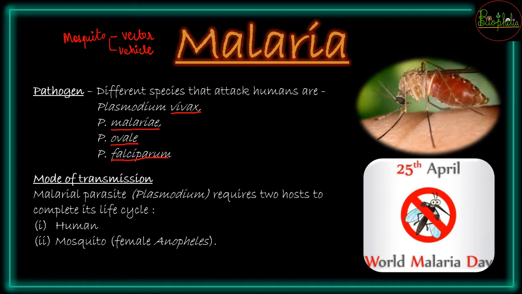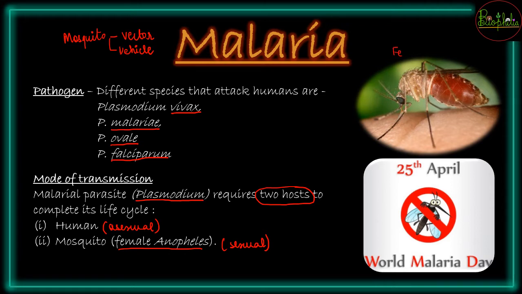So for the mode of transmission, the malarial parasite, which comes from the genus Plasmodium, is going to require two hosts. So which are these two hosts? The first one is the human, wherein the asexual phase of the life cycle will be covered, or the mosquito, specifically the female Anopheles mosquito, where the sexual phase of the life of the parasite will be completed. For that reason the parasite requires two hosts, that is human and mosquito. It alternately changes so that the life cycle will be completed.